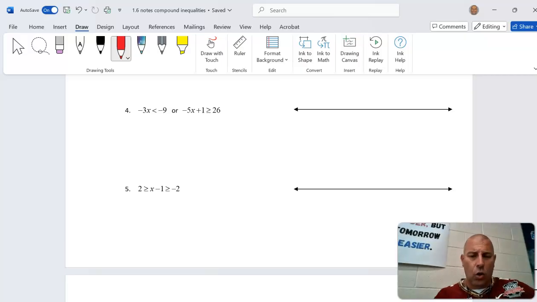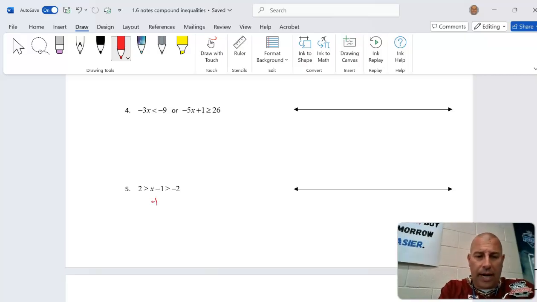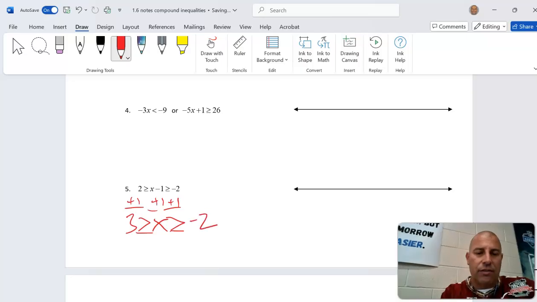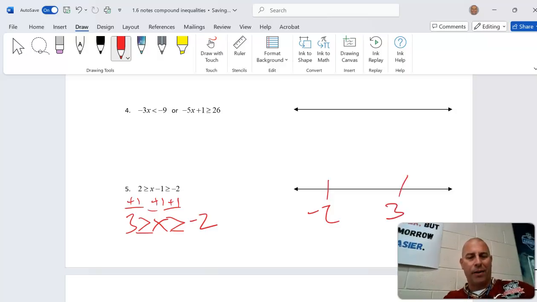All right. So, okay, I'm going to add 1 to both sides. And I mean both sides literally, because the left side and the right side. So I've got 3 is greater than or equal to x, which is greater than or equal to negative 2. Okay, so negative 2 is one of my numbers, and then 3 is my other number that's there.